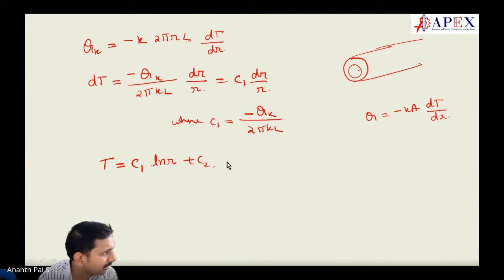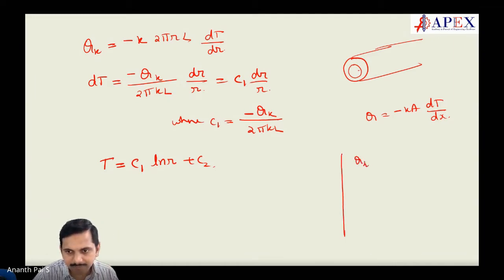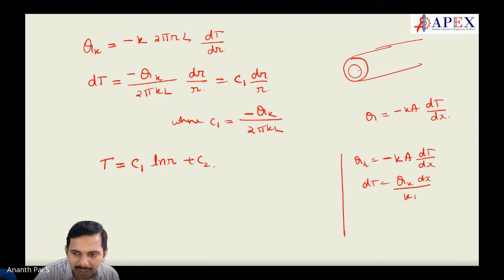Can you prove that in a slab it is linear? I think you should be able to. Same thing. What do you do? You have to write Qk is equal to minus k into A dT by dx. So you say dT is equal to Qk dx divided by k into A. Area is constant, k is constant, so it has to be linear.